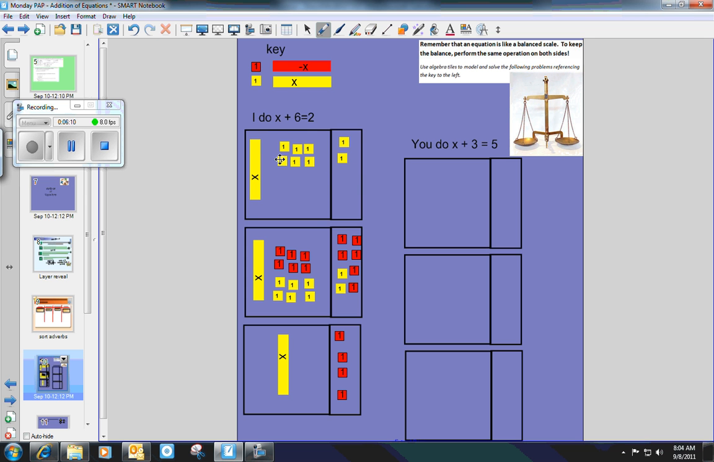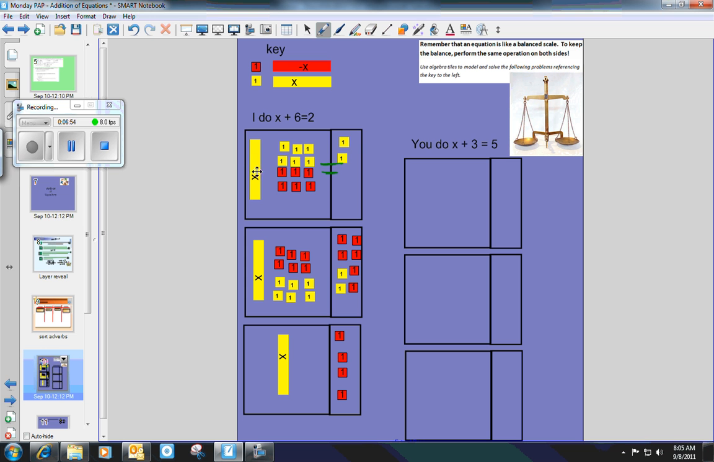In order to solve this equation, x plus 6 equals 2, I need to get rid of what's being done to x so that x will be all by itself. What's being done to x here is adding 6. The opposite of adding 6 is subtracting 6. So I'm going to put 6 negatives on this side of my equation. Just like we did with adding and subtracting integers, we're going to make zero pairs to cancel things out. So if I put 6 negatives on this side of the equation, my equal sign would be here. This is the equals.